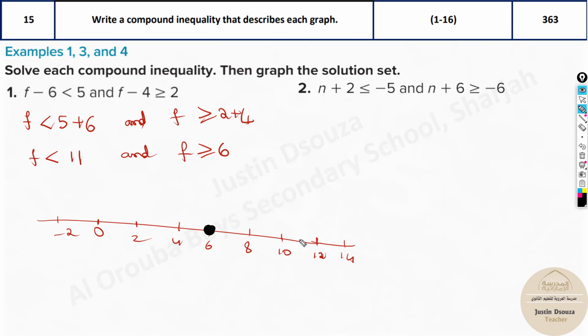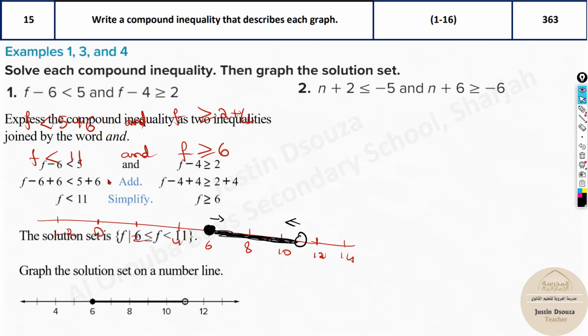Here it's 15, only less than, not equal to, so it's a hole. Now let's see, f less than 11, that means less is the left side. F greater than or equal to 6, right side. So this is all the solution region. So this is the solution region part. That's it. That would be the solution part.